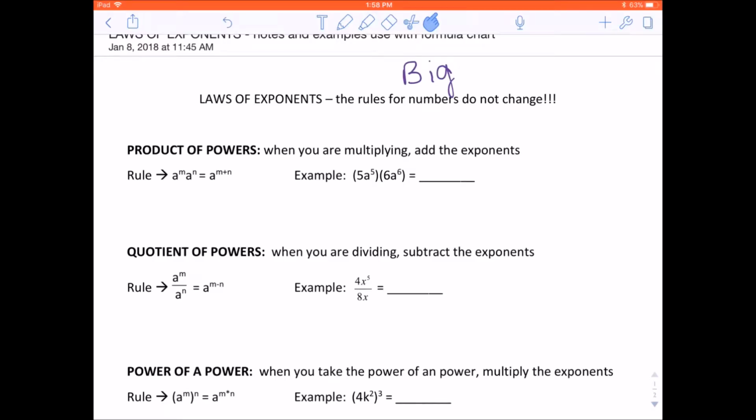Alright guys, today we're going to talk about the laws of exponents, and we're going to break this down into two parts. So I want you to think of numbers as two different numbers. We have big numbers and then we have little bitty numbers. So let's start with our big numbers.